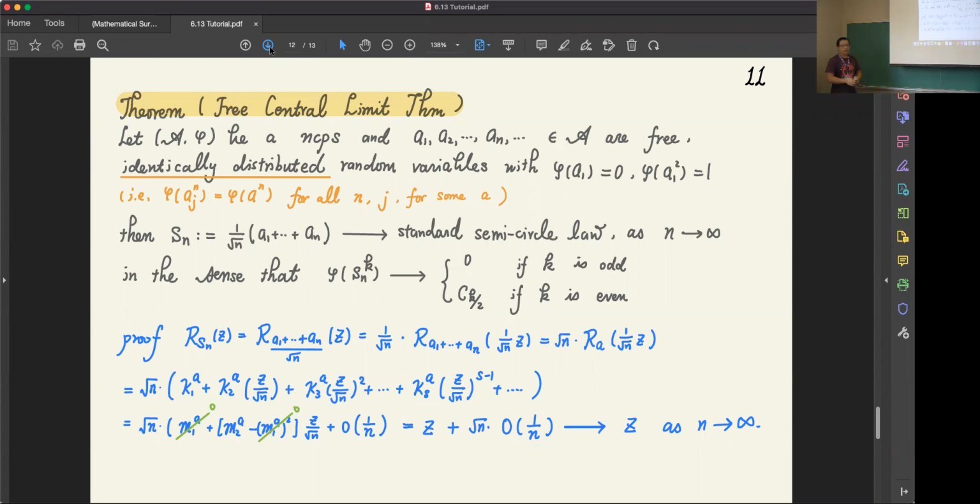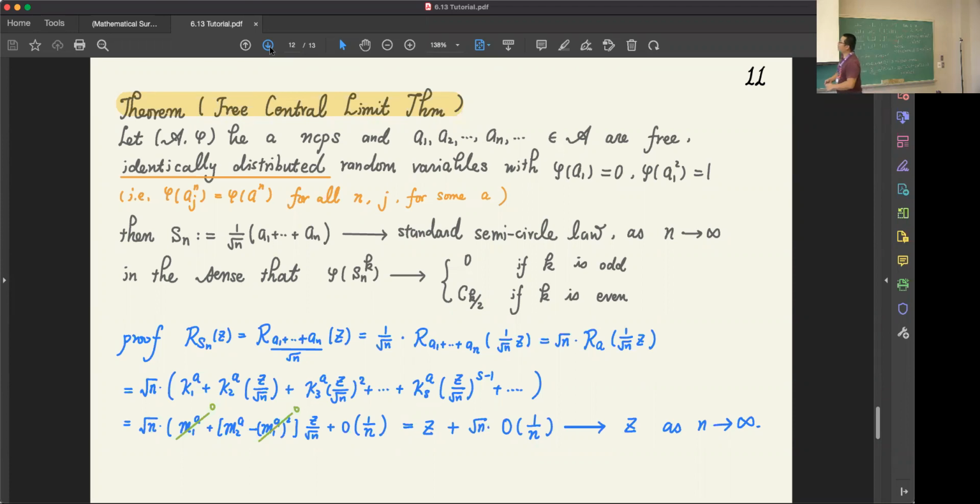Since we are speaking in the algebraic sense, it means that the moments of S_n will converge precisely to the moments of the standard semicircle law, which is this one. So how do we prove it? It seems very complicated, but now we have the R transform, so it becomes very easy.